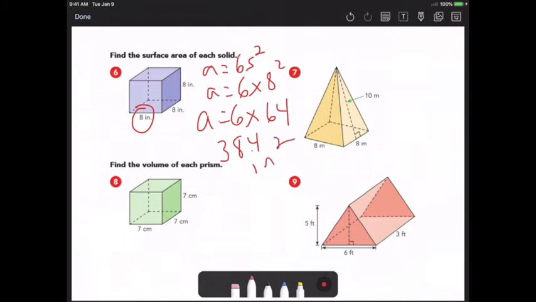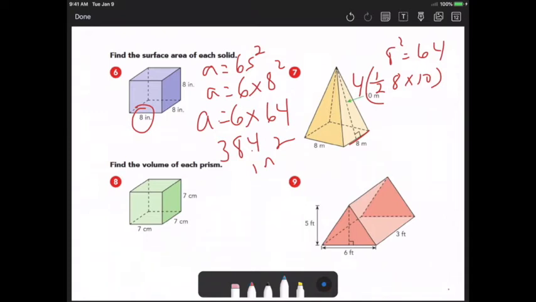Next one, what you're going to do is figure out the area of the square bottom first. So that would be 8 squared, so that's going to be 64. And then what you have here is triangles. So you have 1/2 times the base times the height. So the base is 8 times the height is 10. And don't forget you have 4 of them.